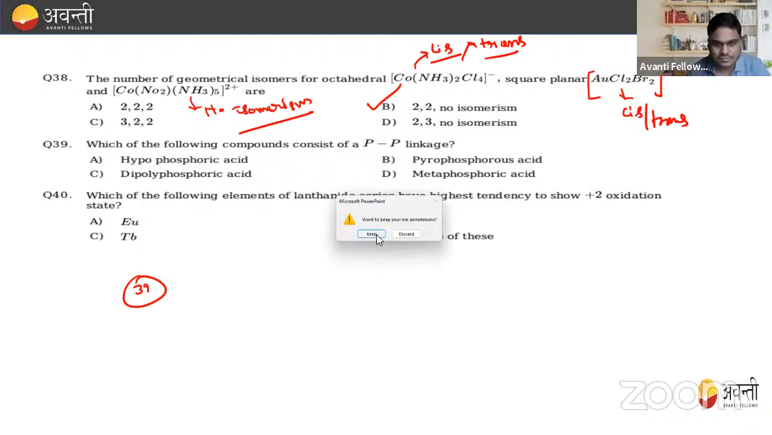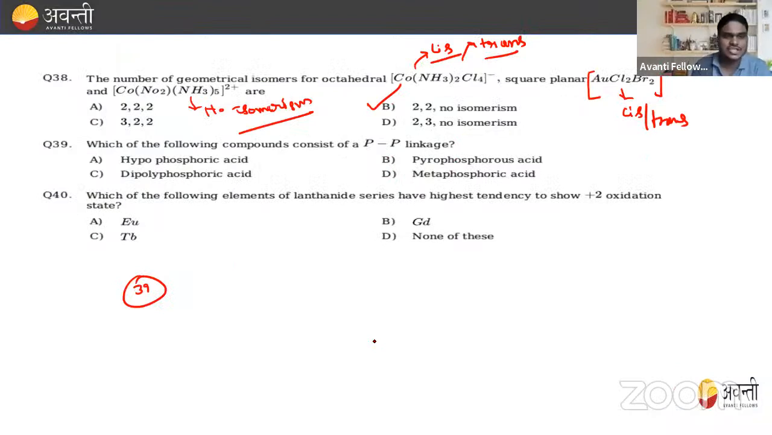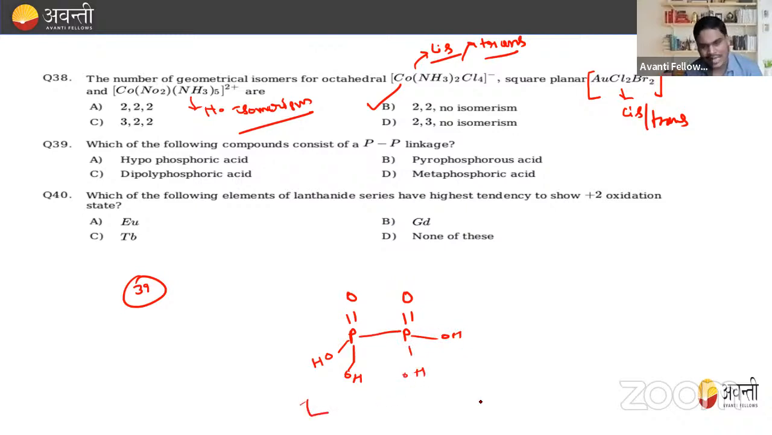Let me write again. Let's see the structure of hypophosphoric acid. So hypophosphoric acid has a structure like that, P double bond O. Always write the structure like this only. If there are two P, just write the structure like POPO, and this will have OH, OH. Now there's a PP linkage, and this also forms OH and OH. Except for these, no one has a PP linkage, right?